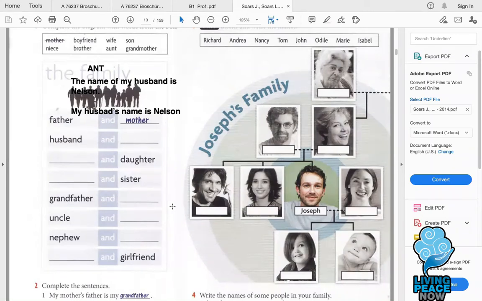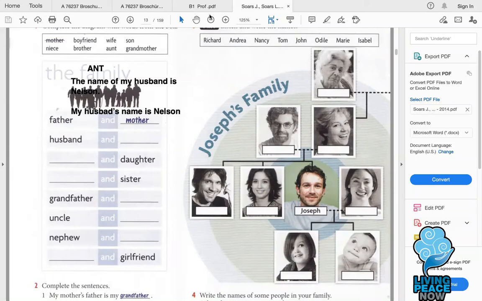Tape script 1.14. My family isn't very big. I have a sister, Andrea, she's 18, and a brother, Richard, he's 25. They're not married. I'm married, and my wife's name is Isabel. We have 2 children, a daughter, Nancy, she's 4, and a son, Tom, he's only 6 months old. We live near my parents. My dad's name is John, and my mum's is Odile. That's Odile. She's French. My grandmother lives with them. Her name's Marie. She's my mum's mum.